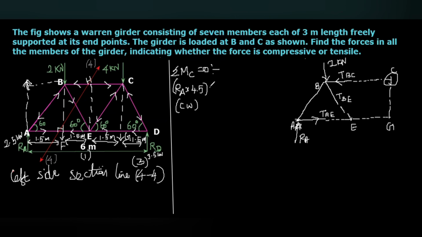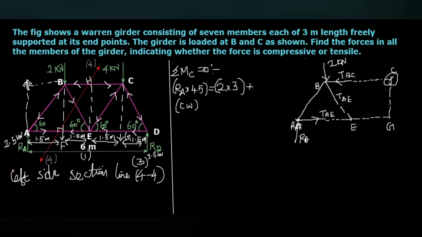That means this is the clockwise moment. This has to be counterbalanced by this 2 kilonewton multiplied with 3 with respect to C. This will be in counterclockwise, 2 into 3, counterclockwise. Plus, here you can see the BC, the TBC.